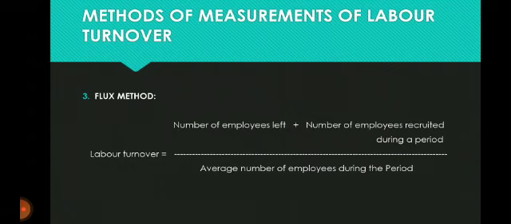Third, flux method. The number of employees who left and those who were recruited by the organization are taken into account. Labor turnover is equal to the sum of number of employees left and number of employees recruited during a period by average number of employees during a period.